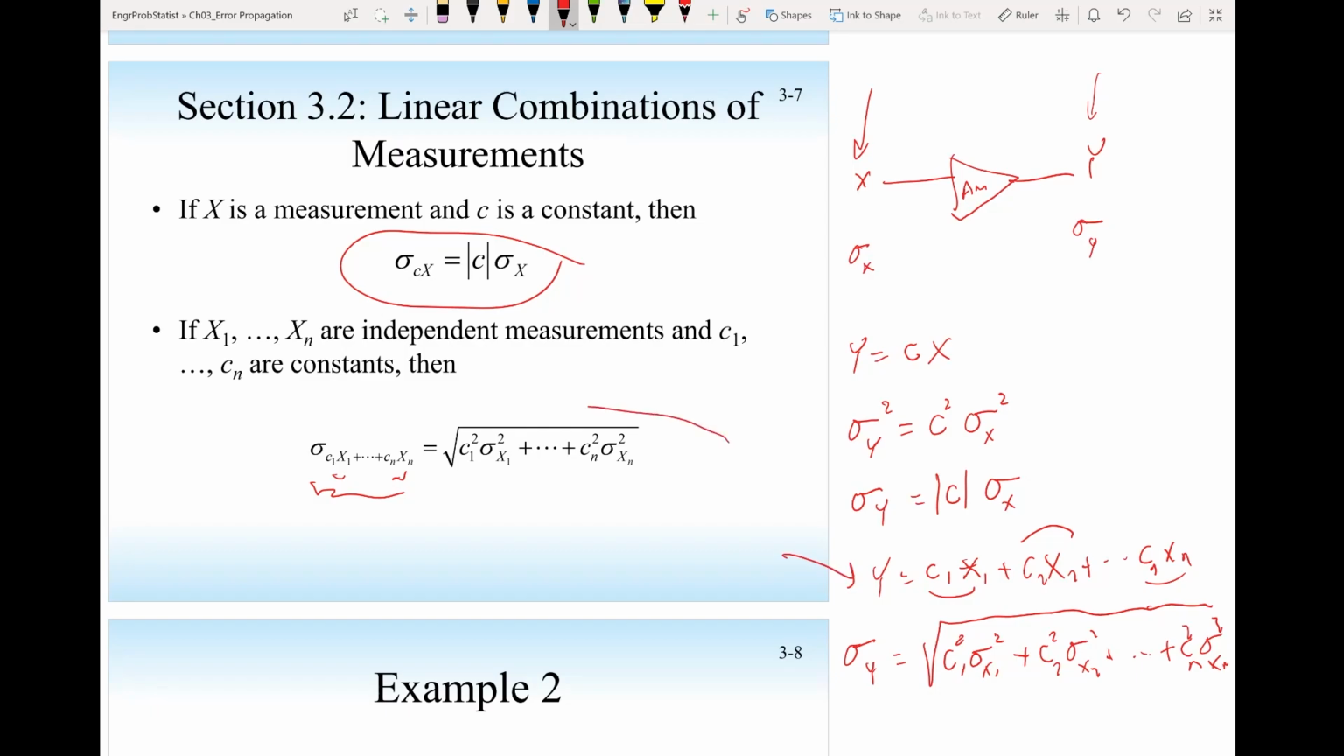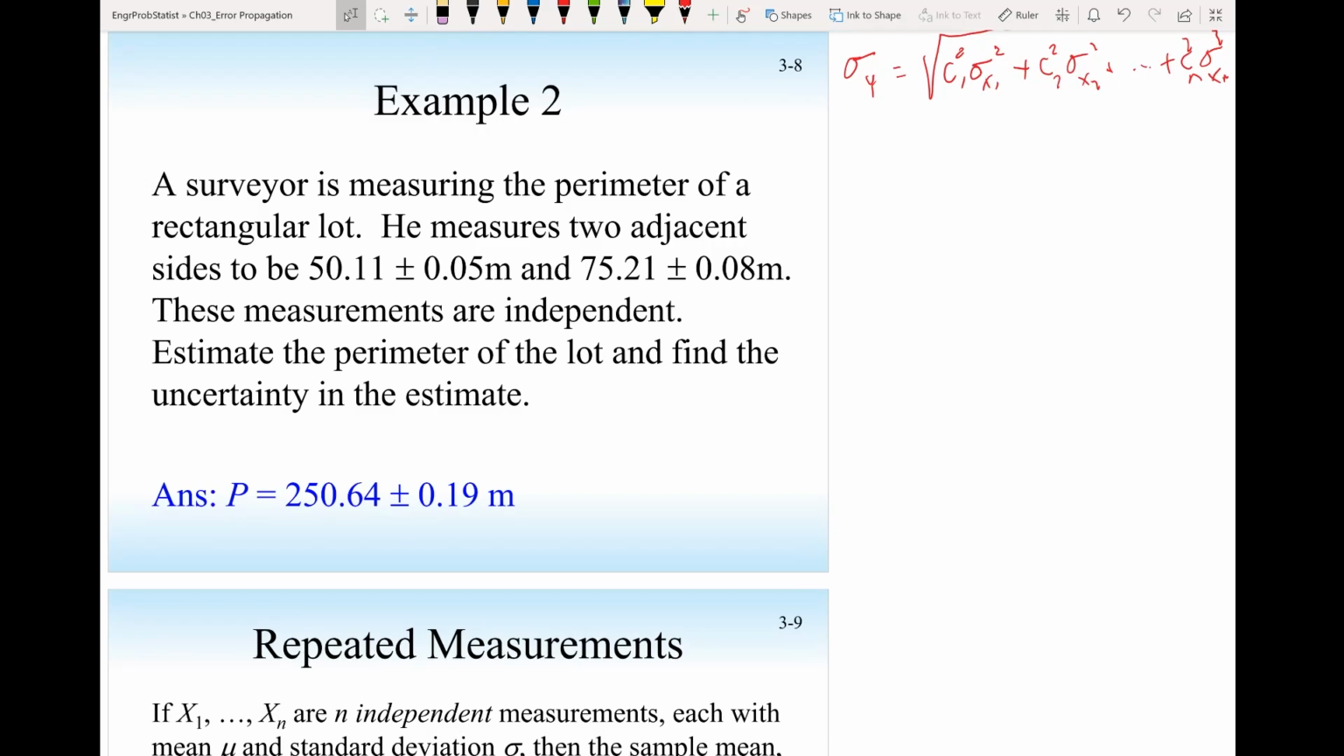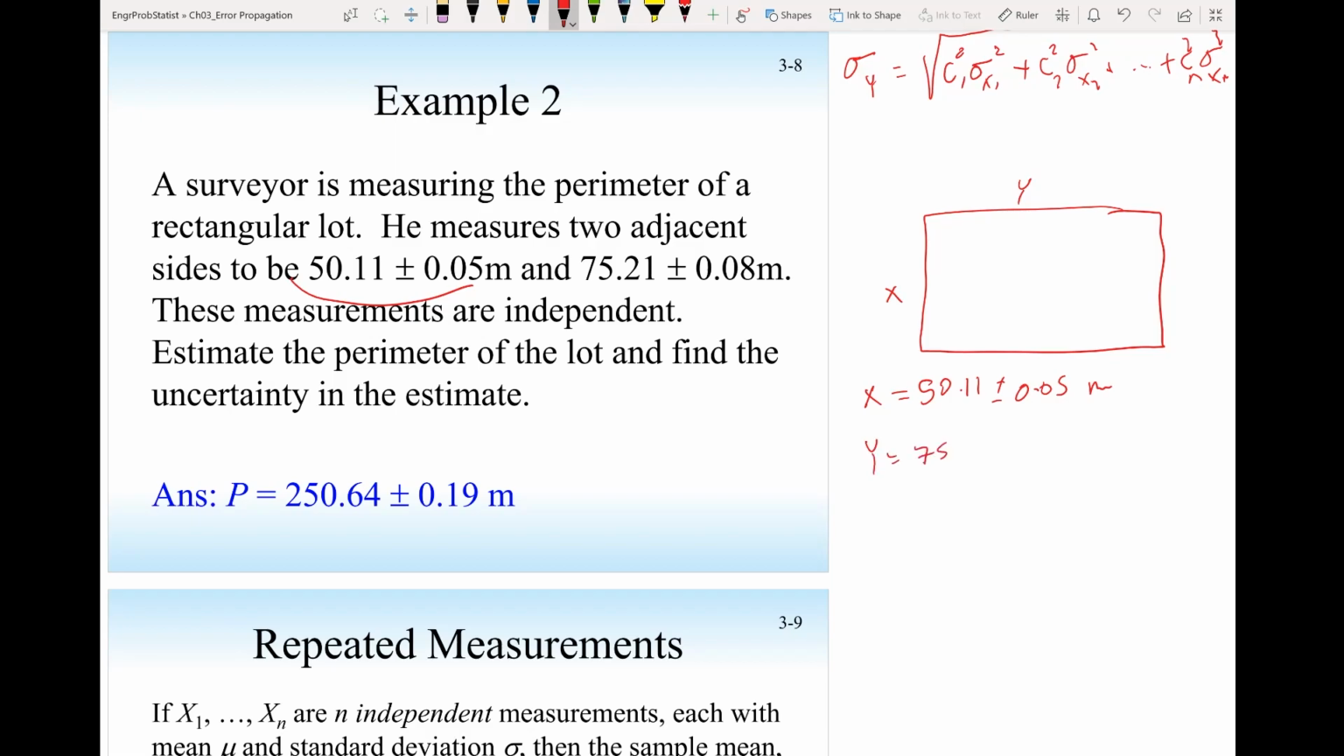And this is this one here. Let's take this example. A surveyor is measuring the perimeter of a rectangular lot. He measured two adjacent sides. Let's call this side X and this side Y. He measured X to be 50.11 plus minus 0.05 meter, that's this one. Y is 75.21 plus minus 0.08 meter, and that is this one.